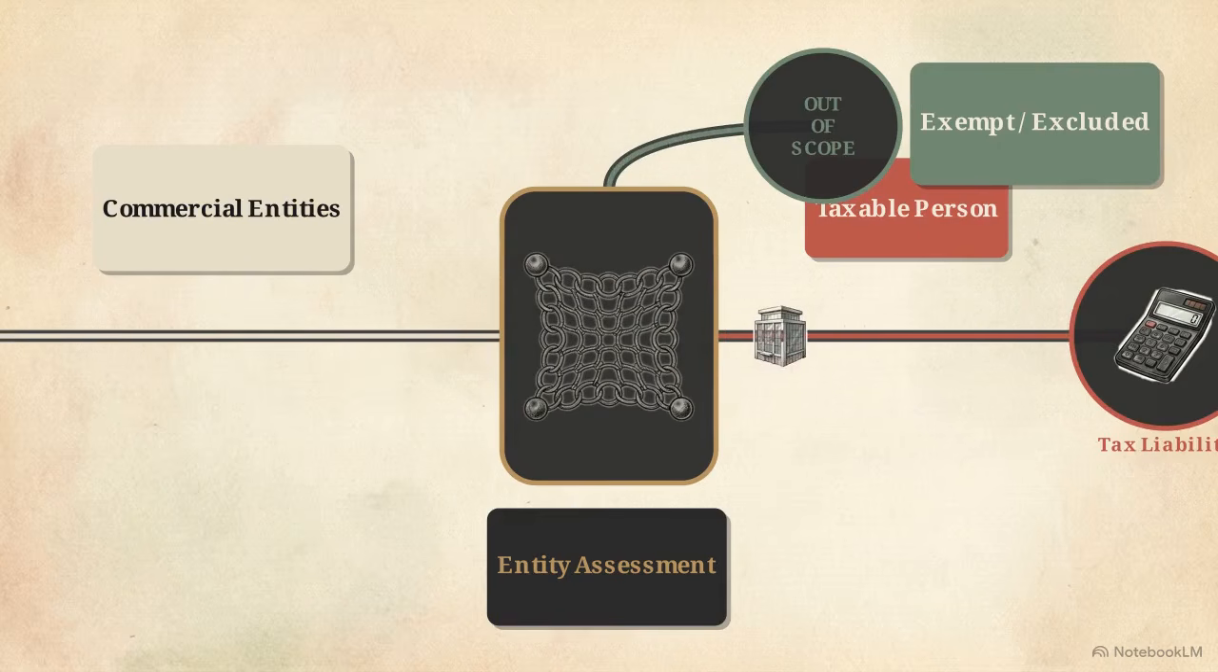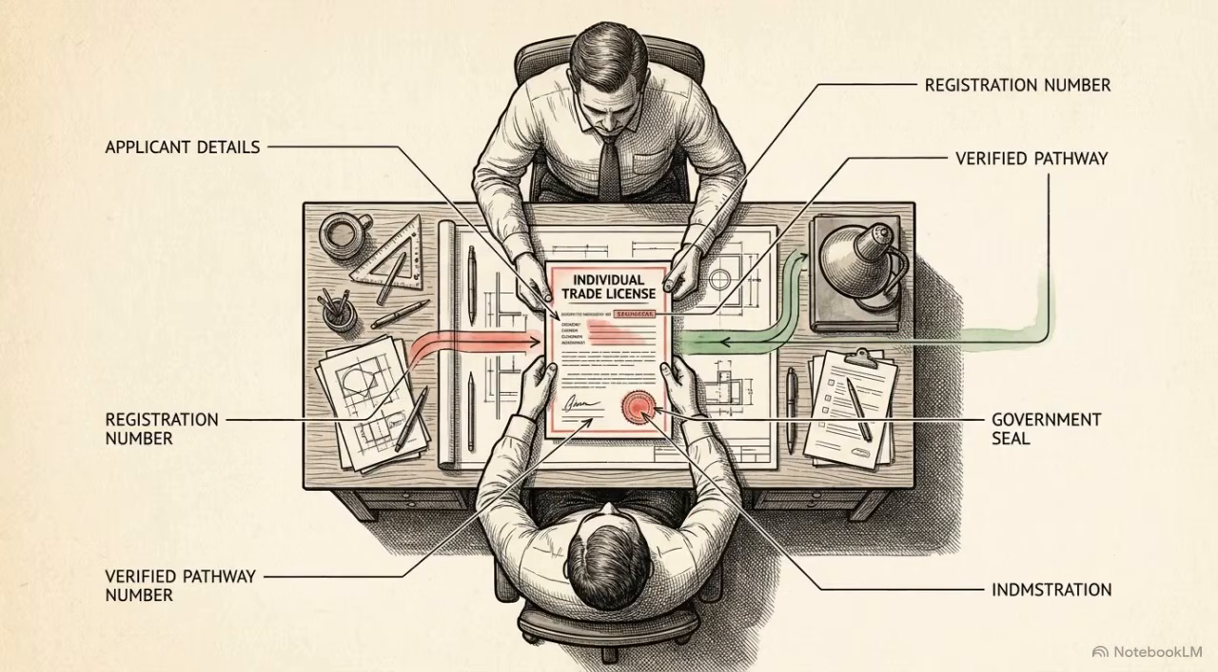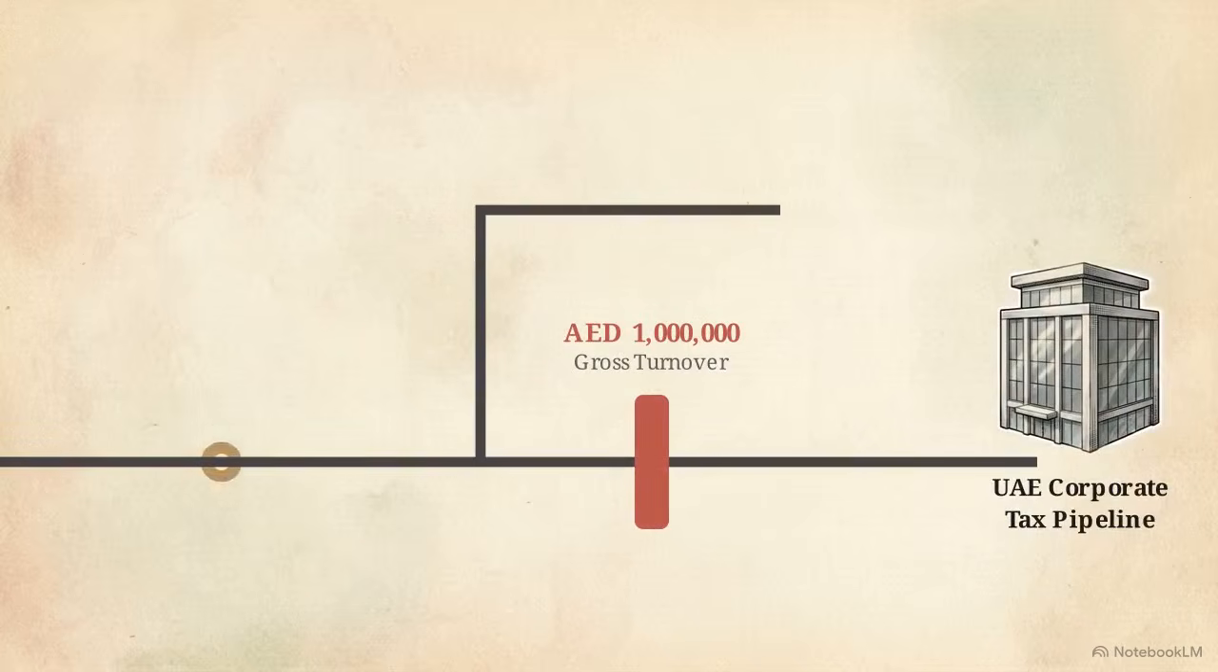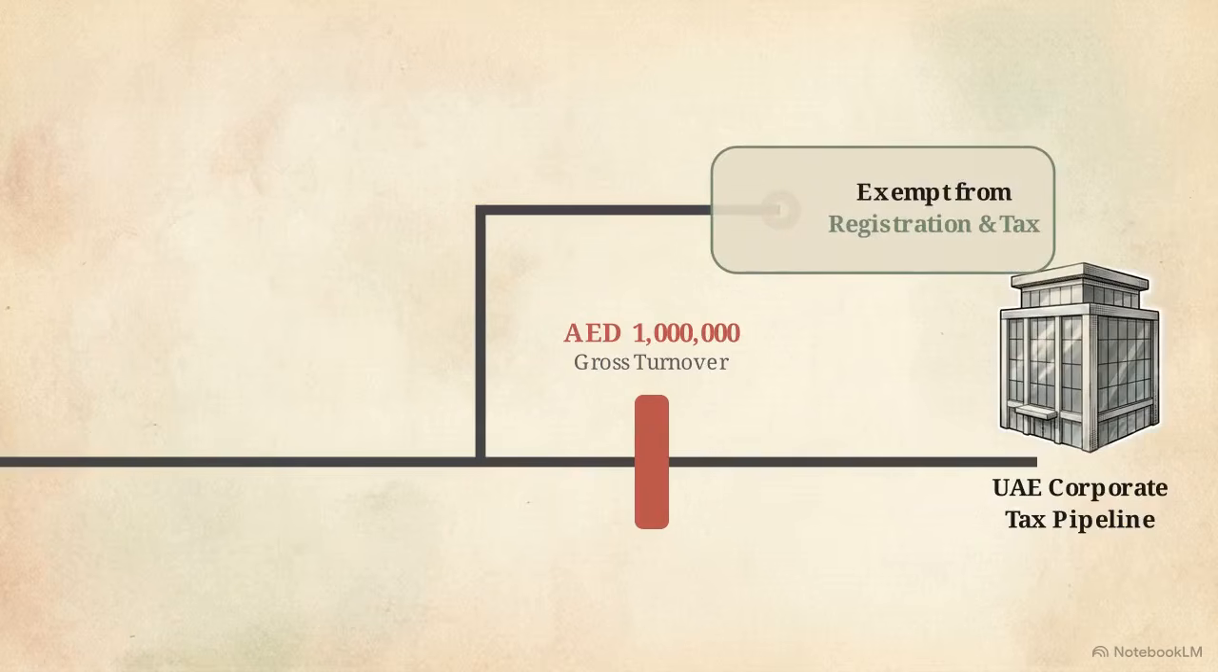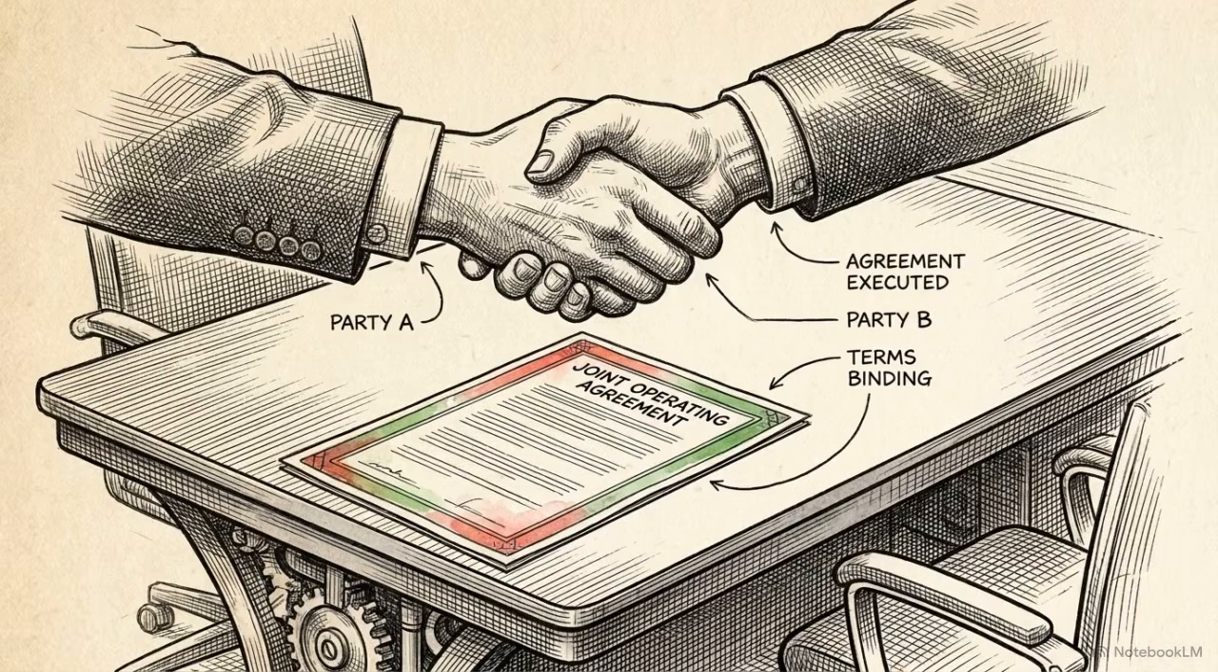Not every commercial activity in the UAE reaches the corporate tax level. For natural persons operating as sole proprietors, the law sets a strict compliance threshold. If their gross annual turnover is 1 million dirhams or less, they bypass the corporate tax pipeline entirely and are exempt from registration. The rules shift when assessing unincorporated partnerships.